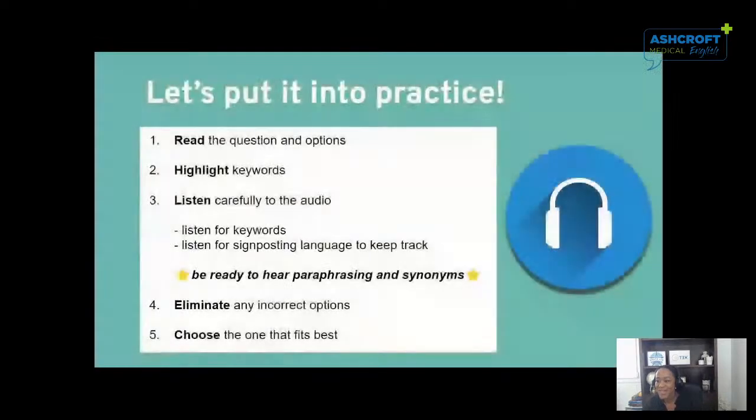Okay, so with that said, let's do a little bit of practice. Okay, so what we're going to do is read the questions and options. We've kind of done that. Highlight the keywords, which we've done in the previous slides. But what's going to happen next for you is that I'm going to play an audio so that you can listen for keywords, listen for signposting, and then you'll be ready to try and eliminate any incorrect options and choose the one that fits best. But let's break this process down for you.